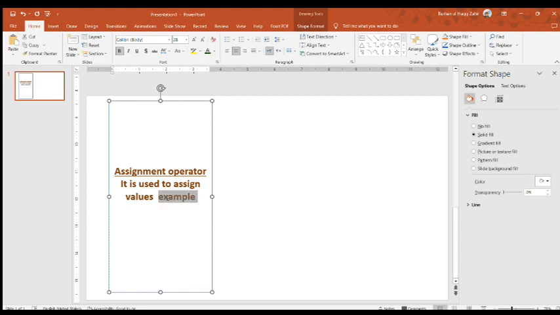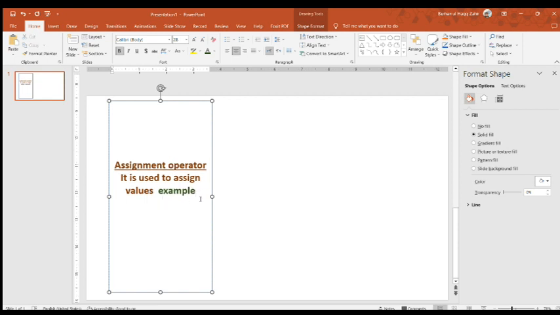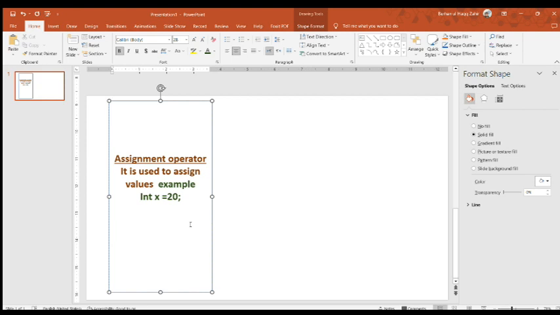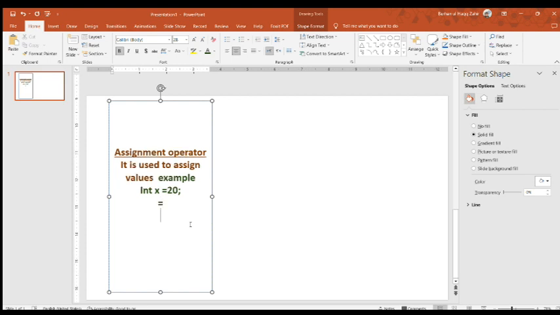What is an assignment operator actually? The assignment operator is used to assign values to variables. For example, here x is a variable and 20 is the value. So here equal is the thing which is used to connect 20 and x, by assigning the value of 20 to x.